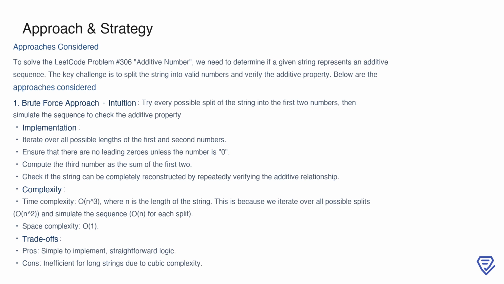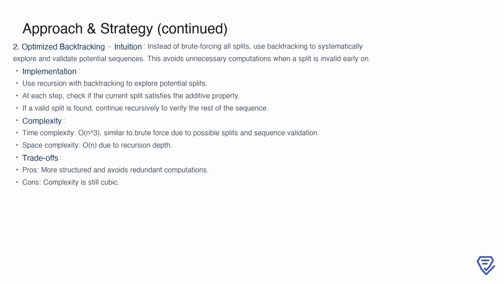This approach is simple but not ideal for large inputs due to its inefficiency. An alternative method we explored is optimized backtracking. Here, the goal is to systematically explore potential splits while avoiding unnecessary computations, especially when a split is invalid early in the process. Using recursion with backtracking, we can check if each split satisfies the additive property before proceeding further. If a valid sequence is identified, we continue recursively to verify the rest of the string. This approach introduces a more structured way of exploring the problem, and it avoids redundancies inherent in brute force.